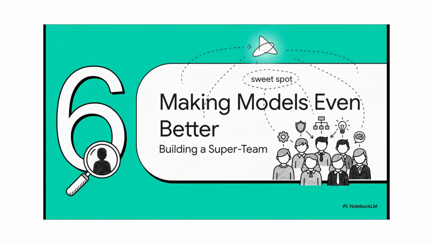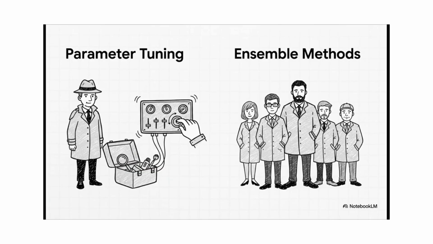So, for our final section, number 6, making models even better. How do we actually find that sweet spot? How do we take our model from good to great? Well, one of the best ways is to stop relying on a single detective and instead build a whole super team. There are really 2 main ways you can level up your model.